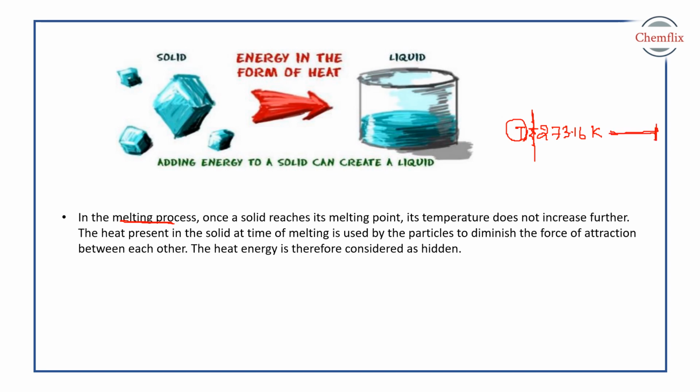That means ice completely melts to water. That complete fusion process happens at 273.16 Kelvin. The heat present in the solid at the time of melting is used by the particles to diminish the force of attraction between each other. The heat energy is therefore considered as hidden. Now we are supplying heat, and this heat at the time of melting is used by the particles to diminish the force of attraction between each other. Therefore, the heat energy is considered as hidden.